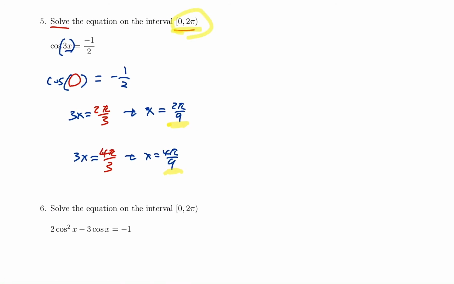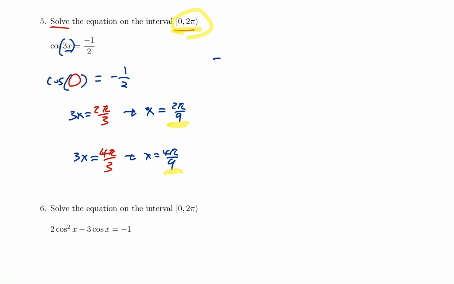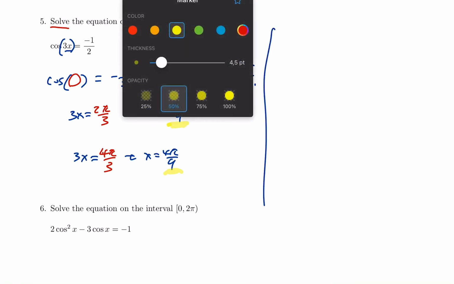This range. Okay. And they are, so those two are the final answer for this problem. So the final answer is 2 pi over 9 and 4 pi over 9. Oops, 4 pi over 9. Okay. But hypothetically, let's say this was not given.